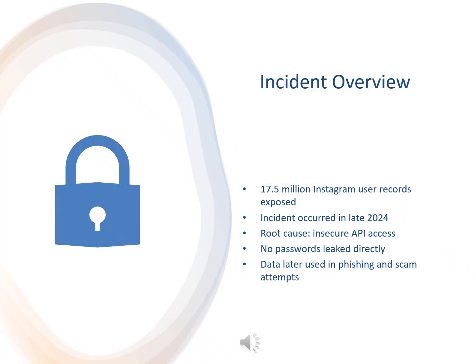In late 2024, reports emerged about a security exposure affecting Instagram users. Approximately 17.5 million user records were exposed due to insecure access to an API endpoint. This incident was not a traditional data breach where attackers steal passwords or directly hack accounts. Instead, attackers exploited a poorly secured API, which allowed them to collect user data in bulk. Although passwords were not leaked, the exposed information was still extremely valuable. The data was later used in phishing campaigns, impersonation scams, and targeted social engineering attacks. This shows that even without login credentials, attackers can still cause serious harm.